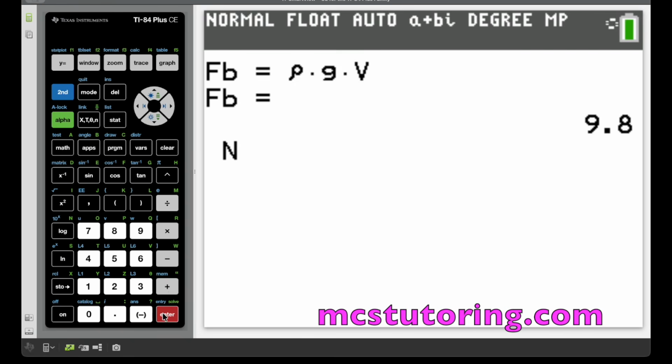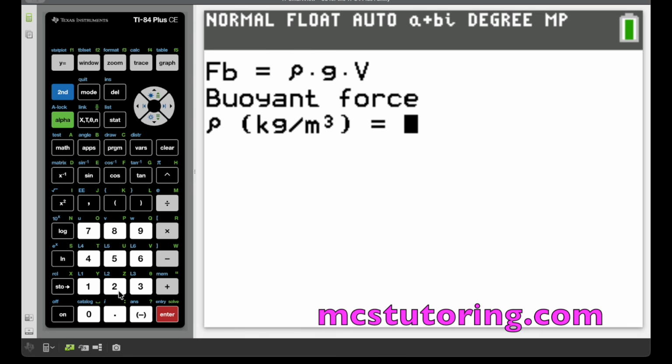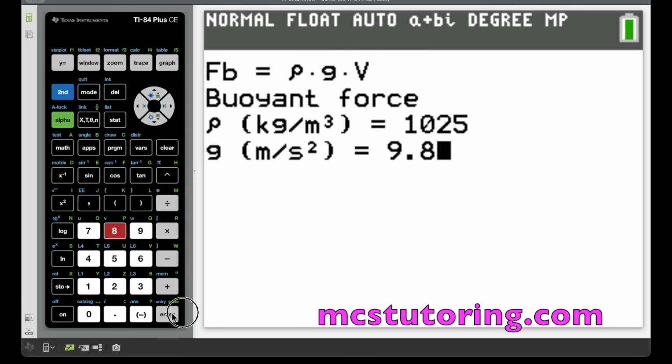Okay, great. Now we're going to go to salt water. So again, we're going to solve for the buoyant force there, option 1. And the rho is 1025. The g is still 9.8. And the volume is 0.001.